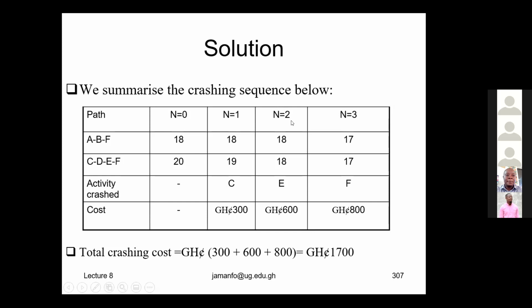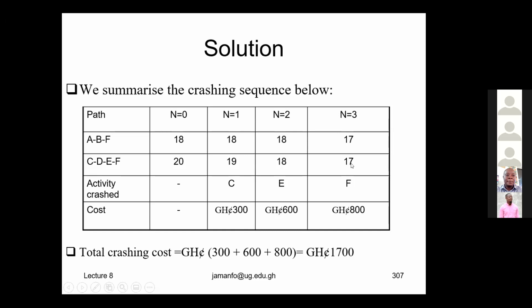Then we go to N equals 2, the next level of crashing. We want to crash another day. We have exhausted the chances we have with C, so we'll go to the next, which is E. Somebody asked a question earlier: can we go to C and crash C by 2 days straight away? No, we start from the lowest cost first. So after crashing C, we'll go to E and crash it by 1 day at a time. Now we crash E by 1 day, it will cost us 600 and we'll reduce the 19 to 18 days. Now we have both paths being 18, 18.